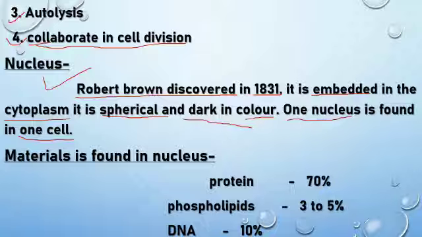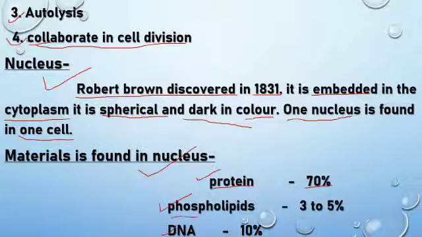Here we will discuss the materials found in the nucleus. The nucleus is made up of different types of materials, such as protein, phospholipids, DNA, and RNA. At first we will discuss its first material. Its first material is protein. The nucleus is a combination of proteins, phospholipids, DNA, and so on. In the nucleus, proteins are found at 70%.